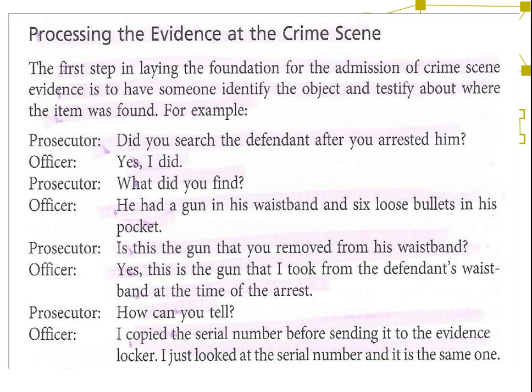So here's the information on 182. And again, I'll go through this one with you, and then future ones we'll have to let you read. So when we talk about laying the foundation for admission of crime scene evidence, let's go through it. The prosecutor: did you search the defendant after you arrested him? Officer: yes, I did. Prosecutor: what did you find? Officer: he had a gun in his waistband and 6 loose bullets in his pocket.